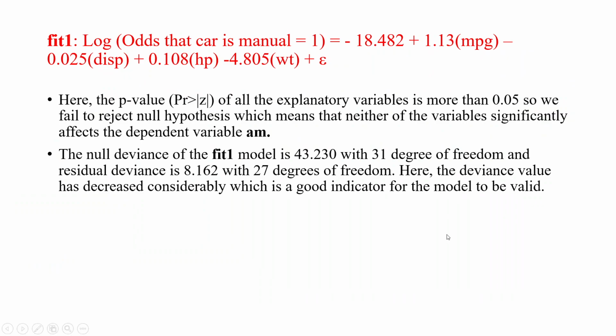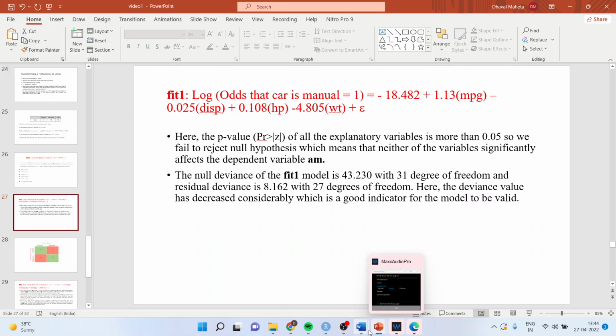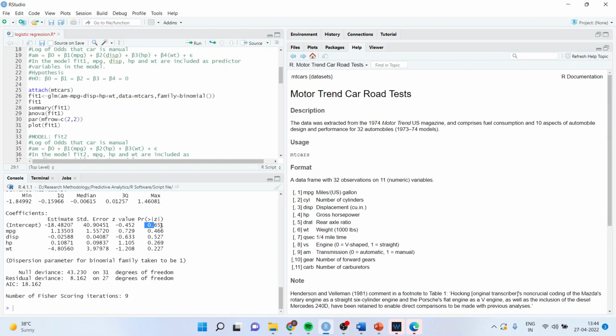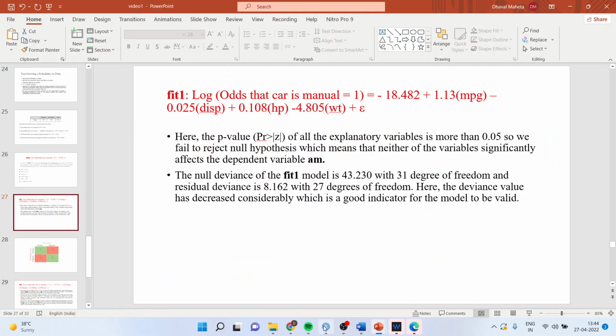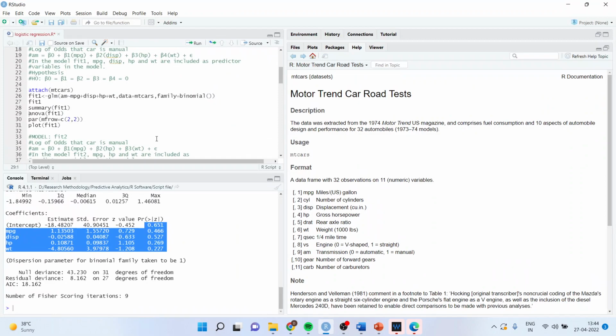Now I cannot interpret anything from this model because the problem is here. The p-value of none of the variables is significant, or rather it is more than 0.05, and therefore we can say that these variables are not at all contributing towards deciding that the car should be automatic or manual. Right, let's proceed further.